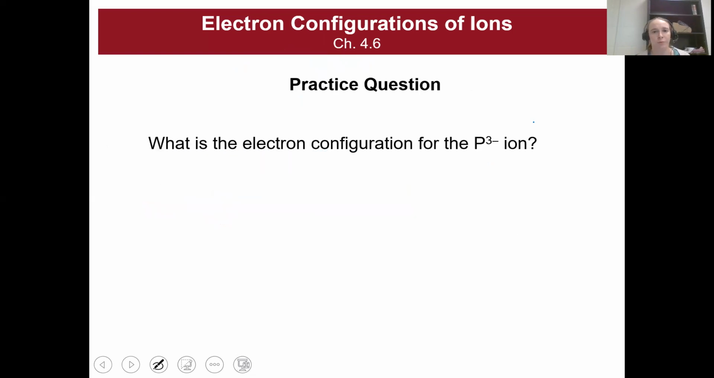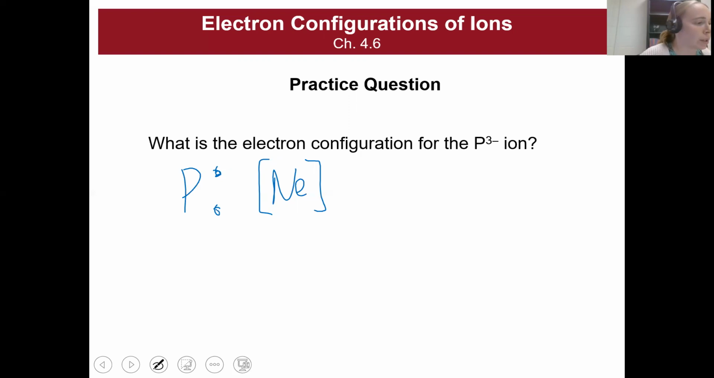All right, cool. Here's another practice question for you. What's the electron configuration for the P3- ion? I'll let you practice this at home, but I'm going to give you the answer real quick. Phosphorus is number 15, so we've got neon as our noble gas core. I'm going to start with the phosphorus atom itself, and then add electrons to it.